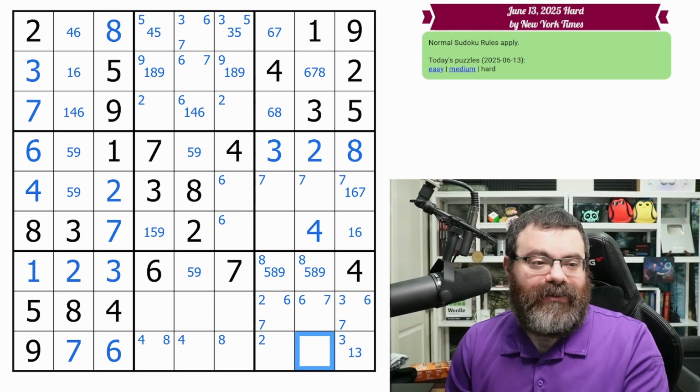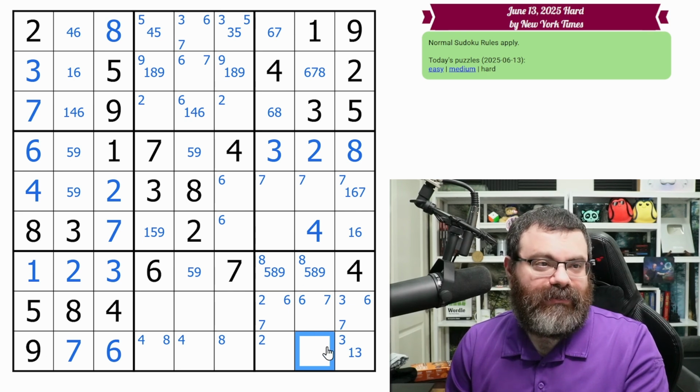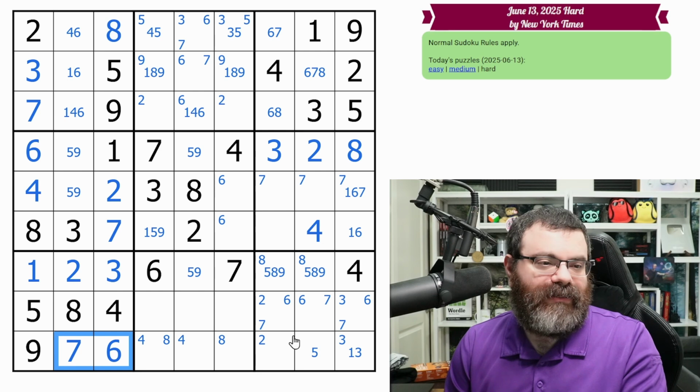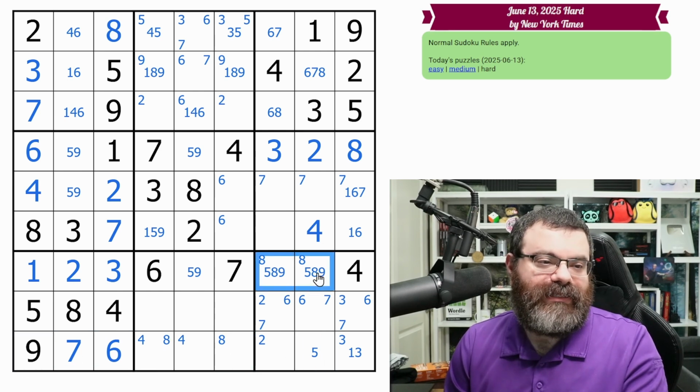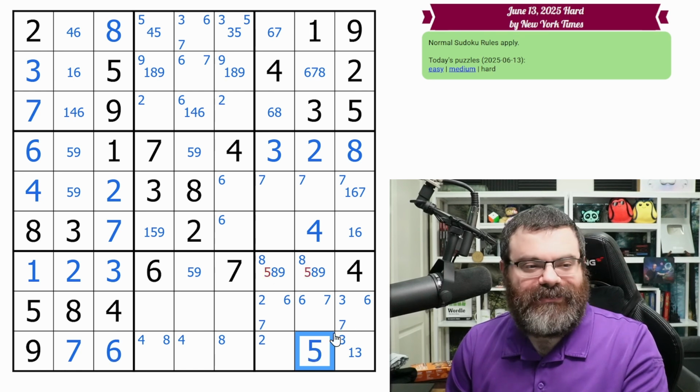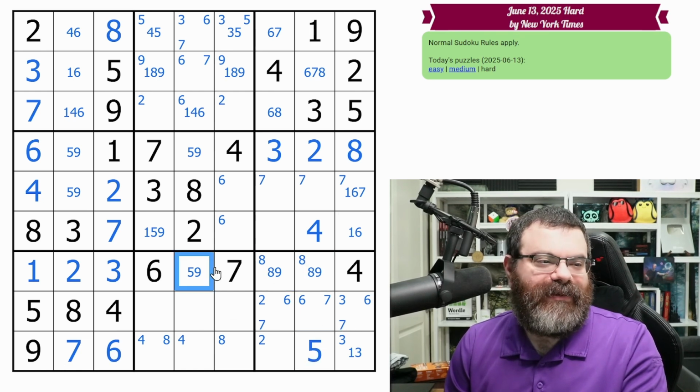What about this cell here? Look at all the corner marks, it isn't 1, 2, 3, 4. It could be 5. It can't be 6, 7, 8, or 9. So it's a naked 5. And it can't be 8 because of our pointing 8s, claiming 8s, just to be clear. So it's not 1, 2, 3, 4. It's not 6, 7, 8, 9. So it's only 5.